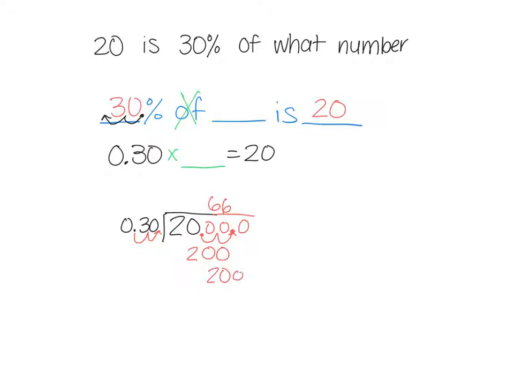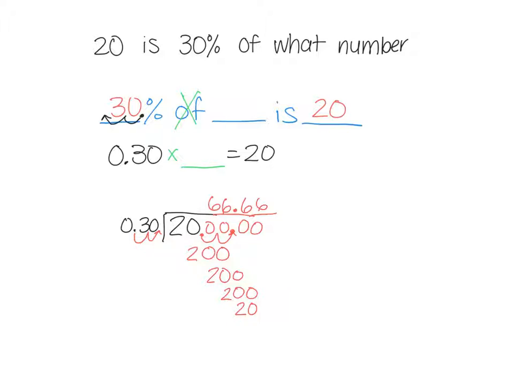So now I can bring down another 0. Draw my decimal point straight up. Again, it goes in 6 times with 20 left over. Add another 0, bring it down. Again, it goes in 6 times with 20 left over. So I'm noticing I have a pattern. This seems to be going on and on, and this is actually going to continue on forever.